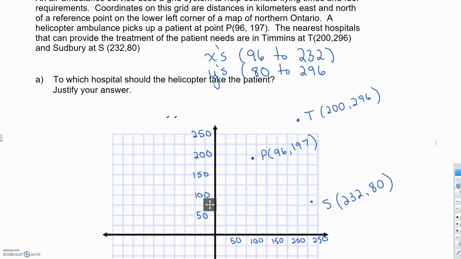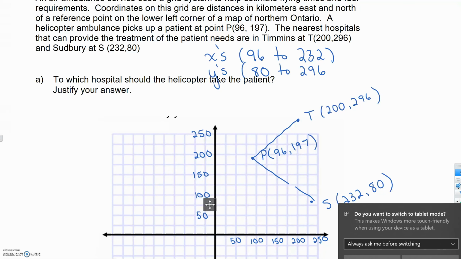So what we need to do is, if the patient is over here, we need to find which distance would be best. So is it best to bring him from where he is to Timmins, or would it be best to bring him from where he is to Sudbury? That's what we need to calculate. So we need to do 2 different distance formulas.